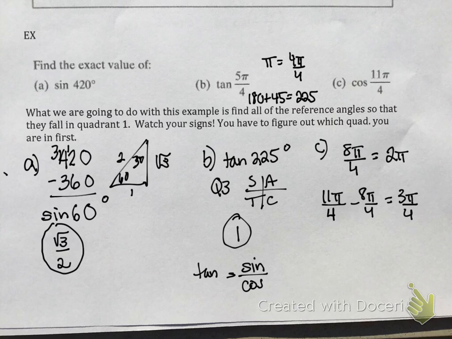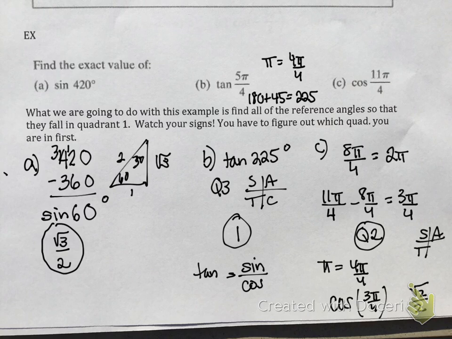3 pi over 4 is in quadrant 2. How do I know that? Because pi is equal to 4 pi over 4, and this is 1 less than that. So you can look on your unit circle at the value of cosine at 3 pi over 4. Or I know that it's a 45-degree angle, and I know cosine is radical 2 over 2. If I refer to all students take calc, I know the only thing that's positive in quadrant 2 is sine. So therefore cosine is negative. And once again, if you look on your unit circle, you would see what I just said is true.